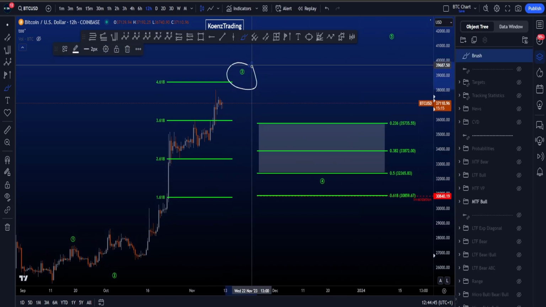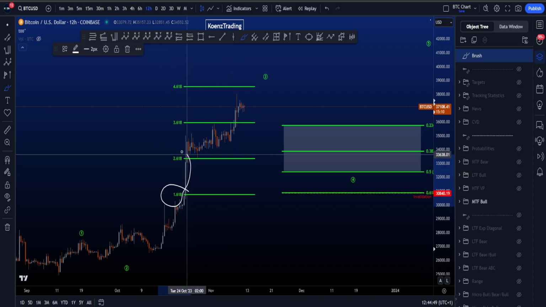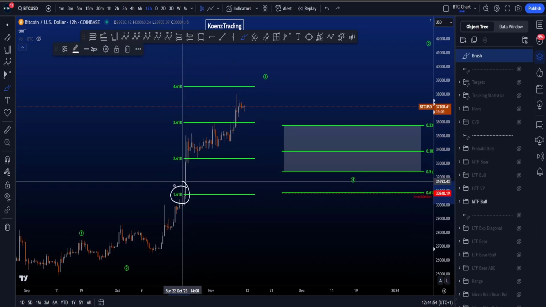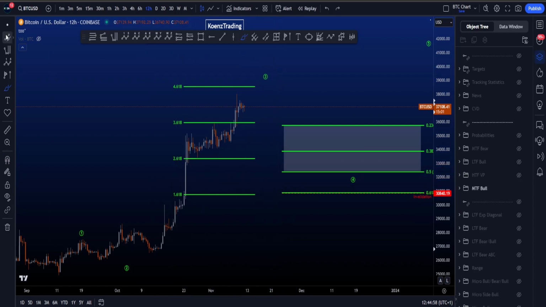Now for wave 3, it's usually quite difficult to know exactly how far it is going to extend, but most commonly the 618 levels are very nicely respected, and when you pass a 618 level, price tends to go to the next 618 level in a wave 3.